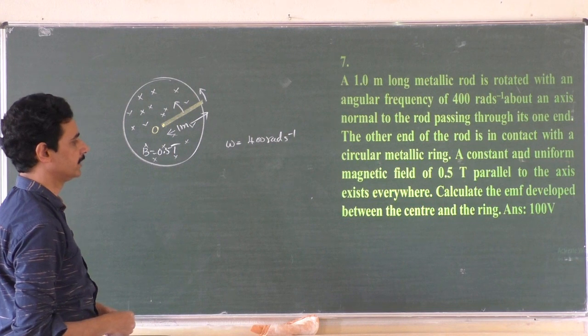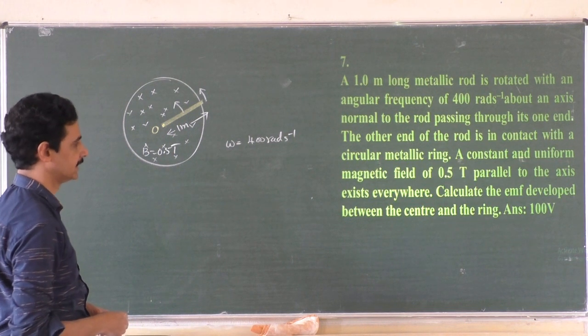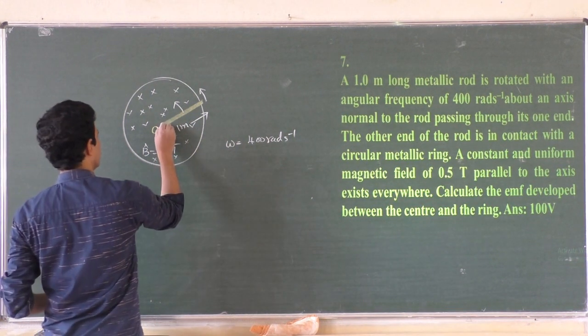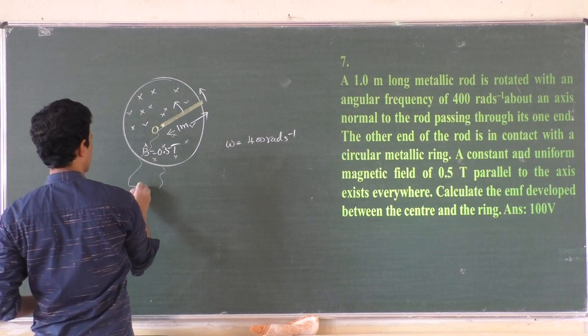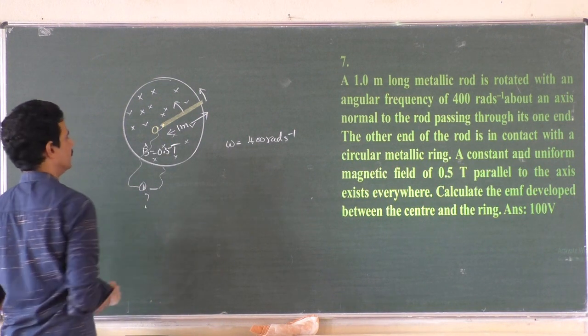Calculate the EMF developed between the center of the rod and the ring. Yes, what is the EMF developed? So I will take a wire from here and also from here. What is the voltage induced here?